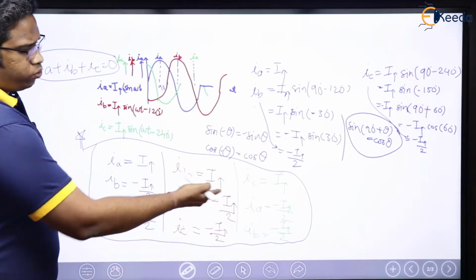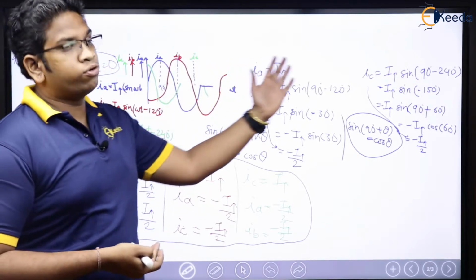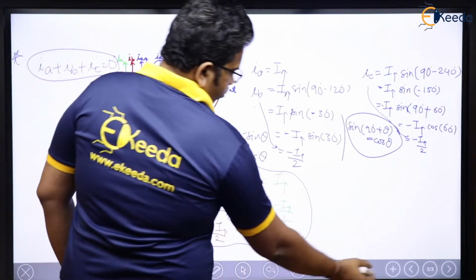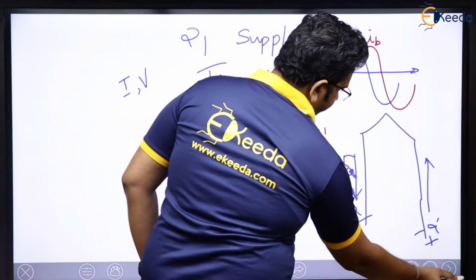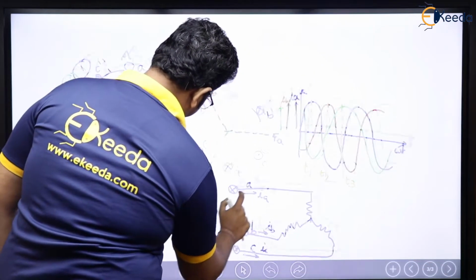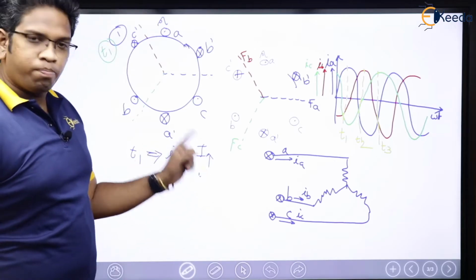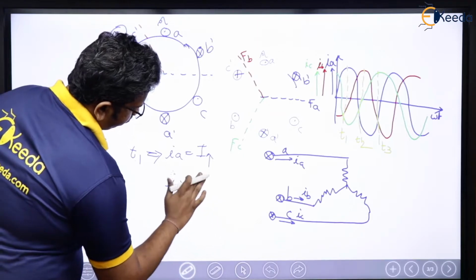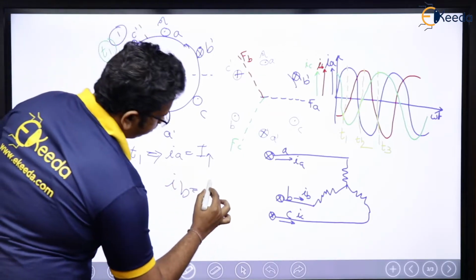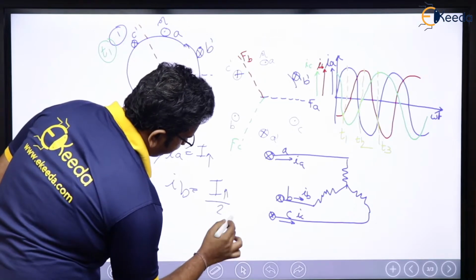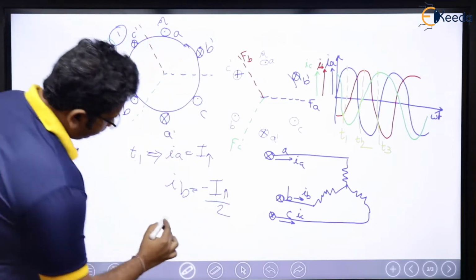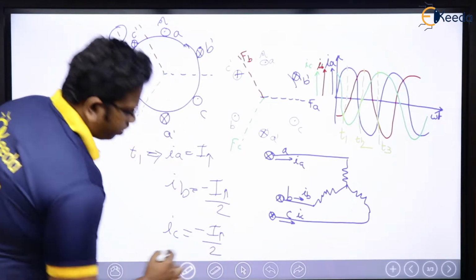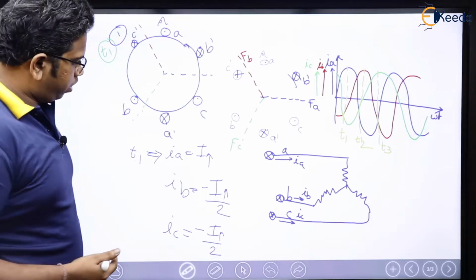Right? So we just need to have the same values there. That is the reason I have to tell you this whole story, so that we can understand it in a short time. See here. Now, whenever IA is positive maximum, IB will be half of negative maximum. IC will be half of negative maximum.